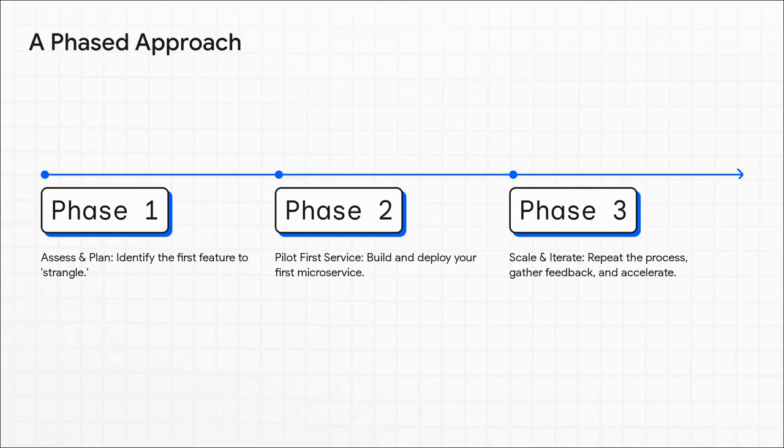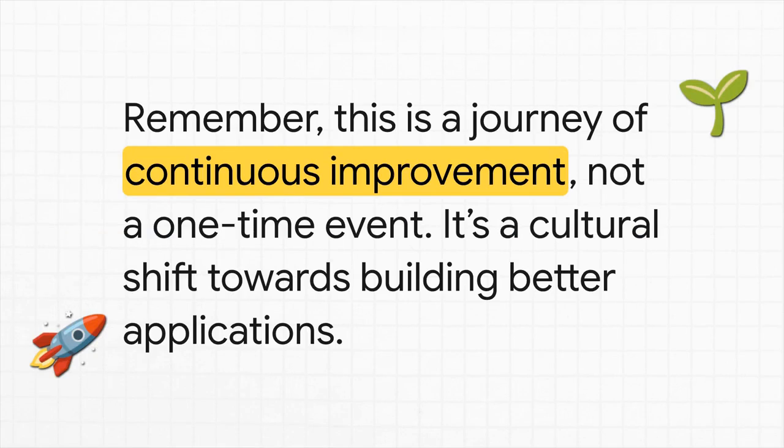And phase 3, scale and iterate. You take what you learned from that first one and you just do it again. You get faster and smarter with each one. And one last thing to keep in mind, and this is really important. This isn't some project with a start and a finish line. It's a journey of continuous improvement.